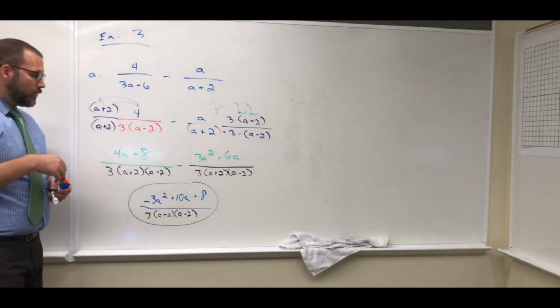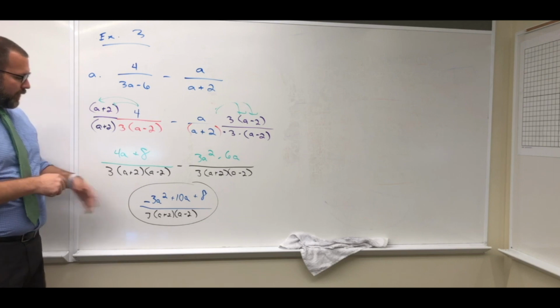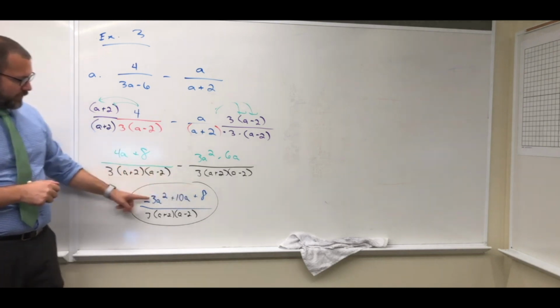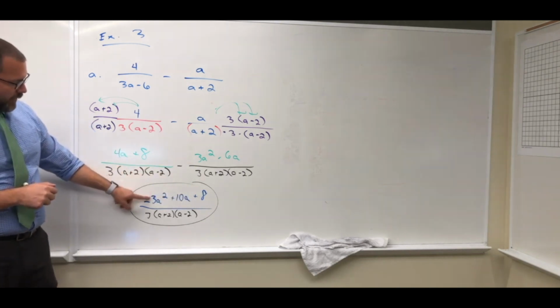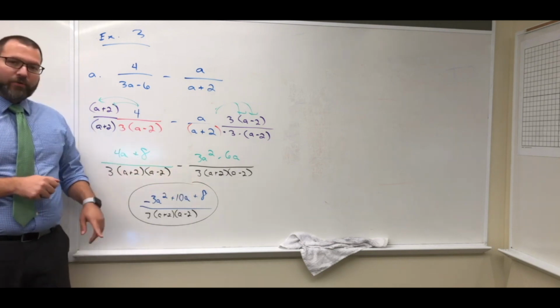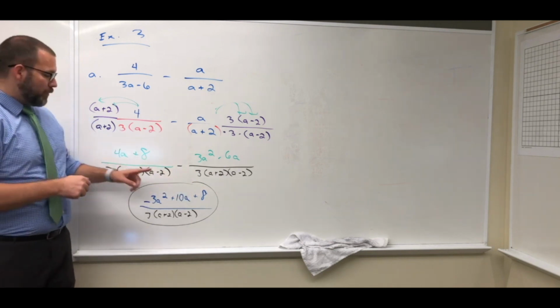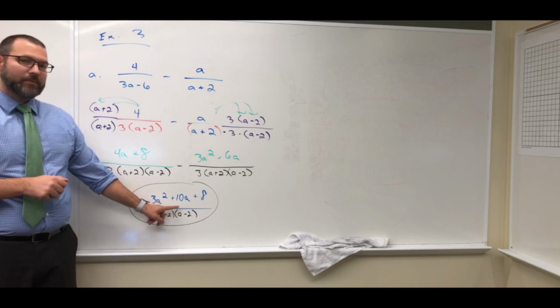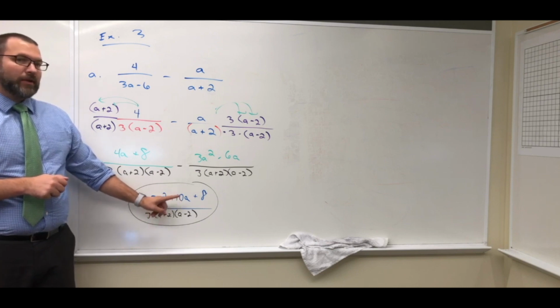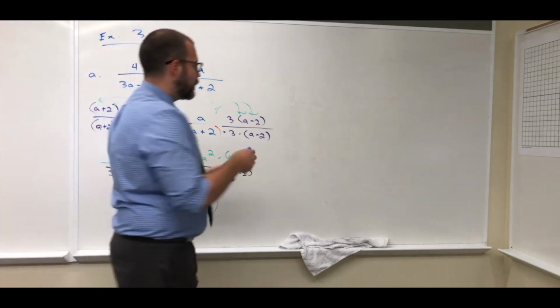That's the answer. Now I don't know this is in most simplified form. I might come up here and try to factor this. Remember, we've got a coefficient. So negative 3 times 8 is negative 24. Are there two numbers that multiply up to negative 24 but add up to 10? The answer turns out to be yes, unfortunately.